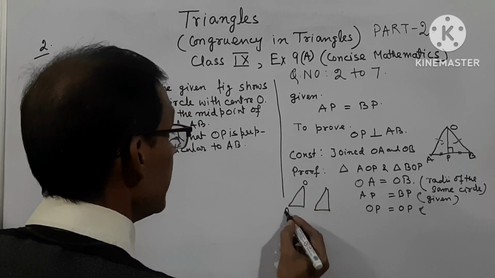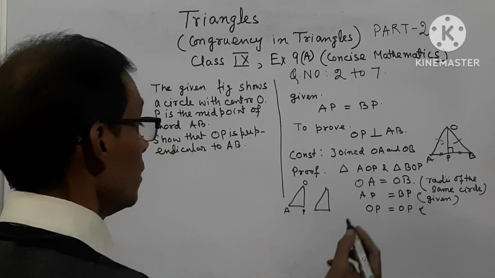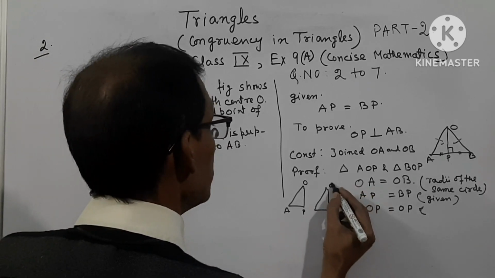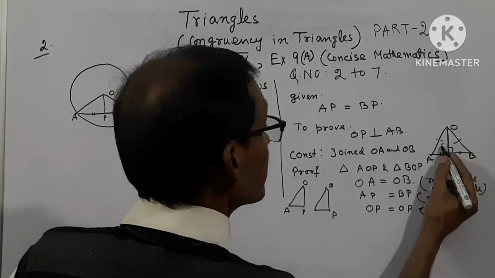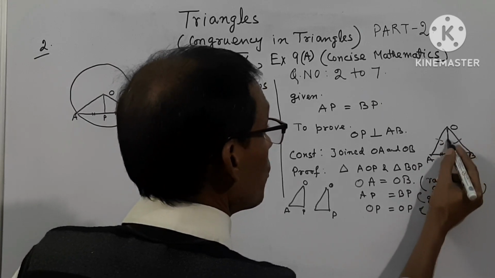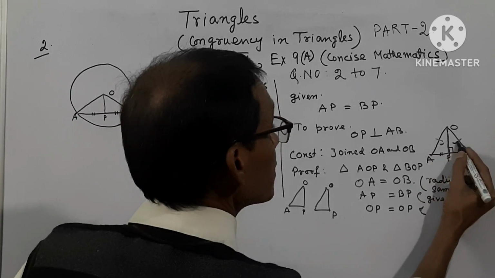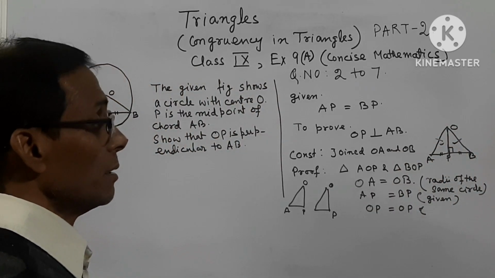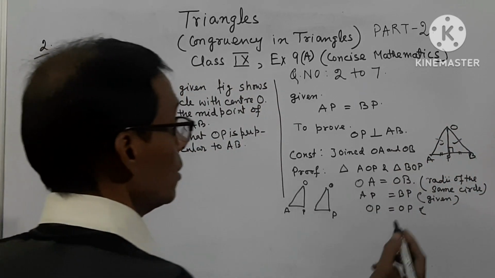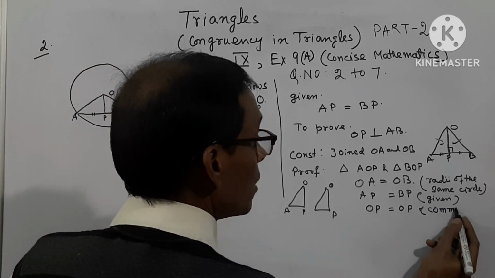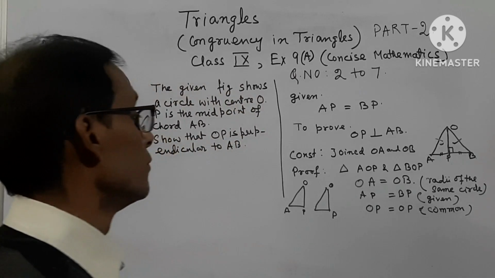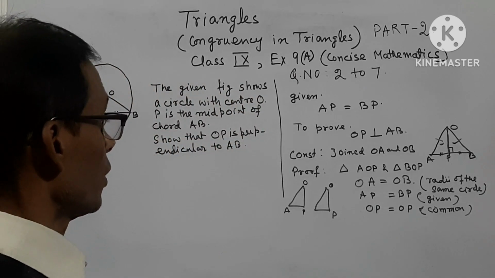OP equal to OP. See, this is also OP. OP is there in this triangle, as well as OP is the line in the side of the OPB. So you can say OP is common side. So OP equal to OP.